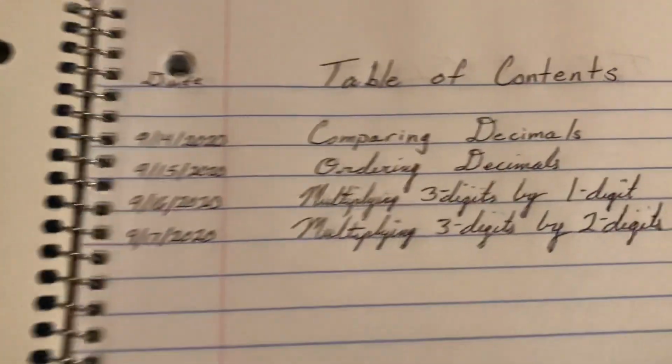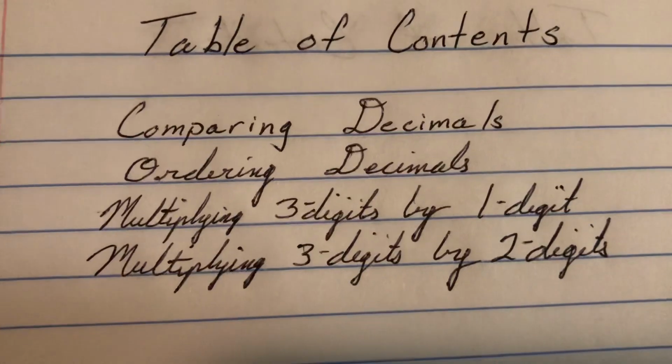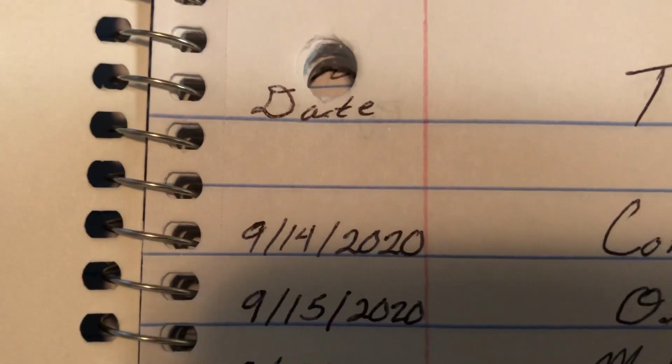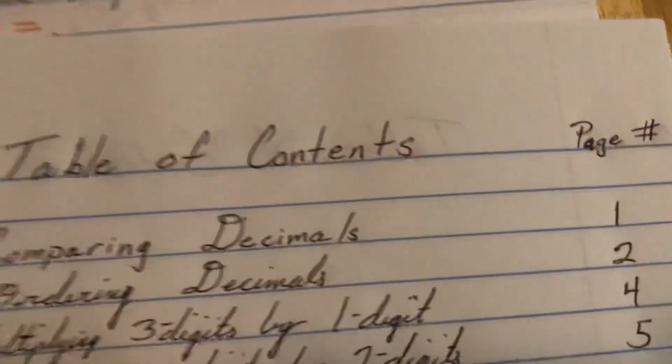So, for today, we're going to start with comparing decimals. In the middle are your titles. Once you have your title, we're just going to start with the first one. Make sure you put down the date. It should be Monday, September 14th. And the page number is going to be 1. Not to be confused with Roman numeral 1, but page 1.